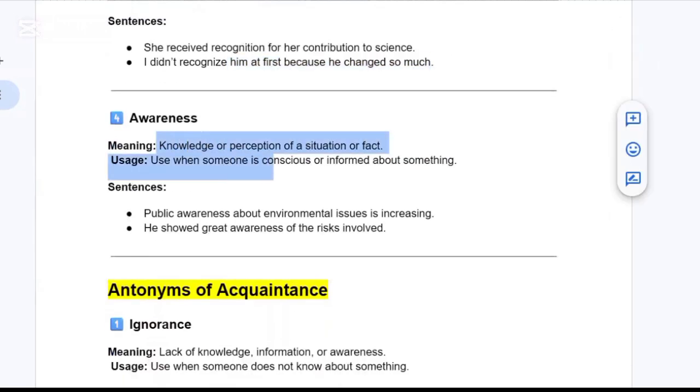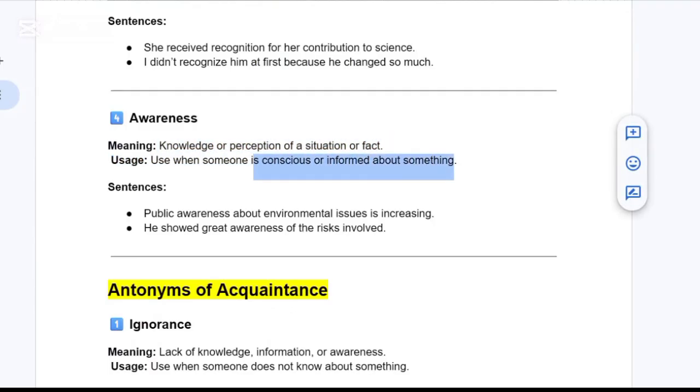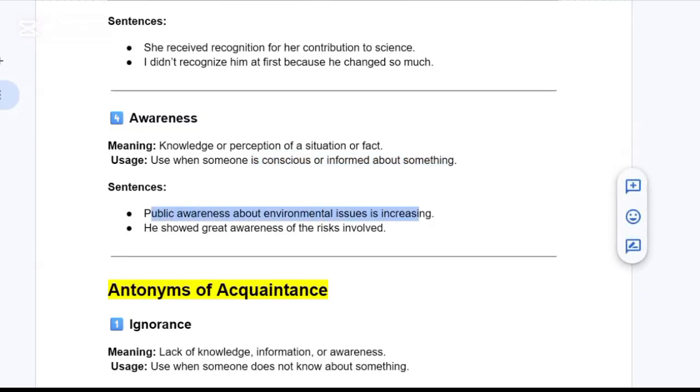Awareness: knowledge or perception of a situation or fact, used when someone is conscious or informed about something. Public awareness about environmental issues is increasing. He showed great awareness of the risks involved.